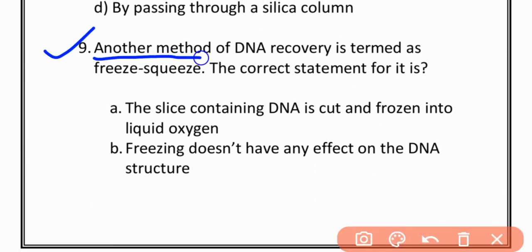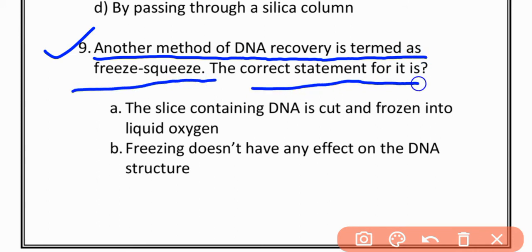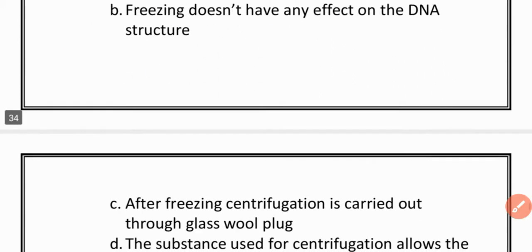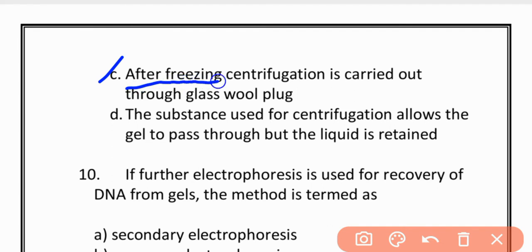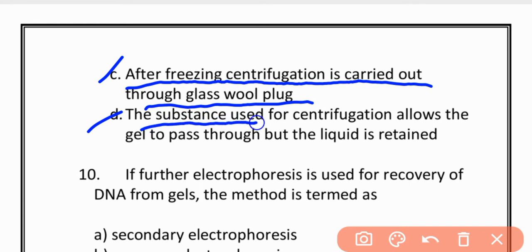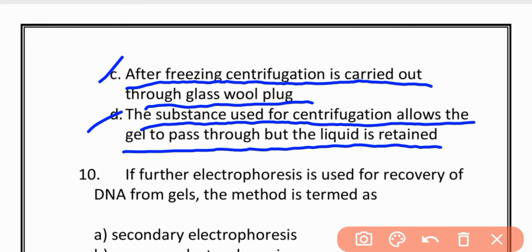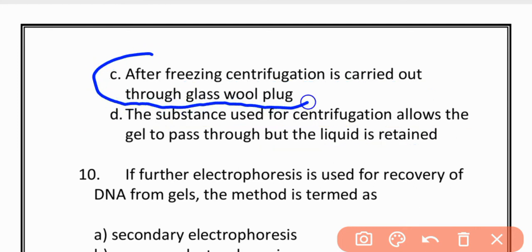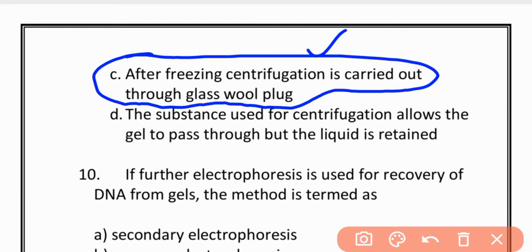MCQ number 9. Another method of DNA recovery is termed freeze squeeze. The correct statement for it is: option A. The silica containing DNA is cut and frozen in liquid oxygen. B. Freezing does not have any effect on DNA structure. C. After freezing, centrifugation is carried out through a glass wool plug. D. The substance used for centrifugation allows the gel to pass through but liquid is retained. The correct option is option C. After freezing, centrifugation is carried out through a glass wool plug.